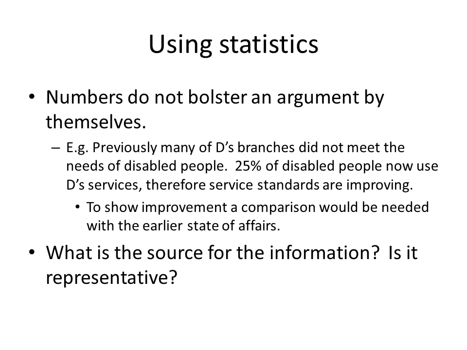Another method that people like to use to try and persuade is the use of statistics, but numbers don't bolster an argument by themselves. You might, for example, want to think about this example. The witness says, previously many of the defendant's branches didn't meet the needs of disabled people. 25% of disabled people now use the defendant's services, therefore the service standards are improving.